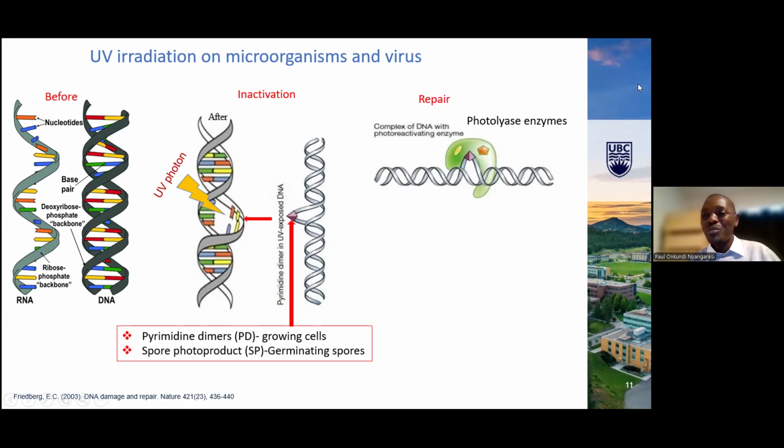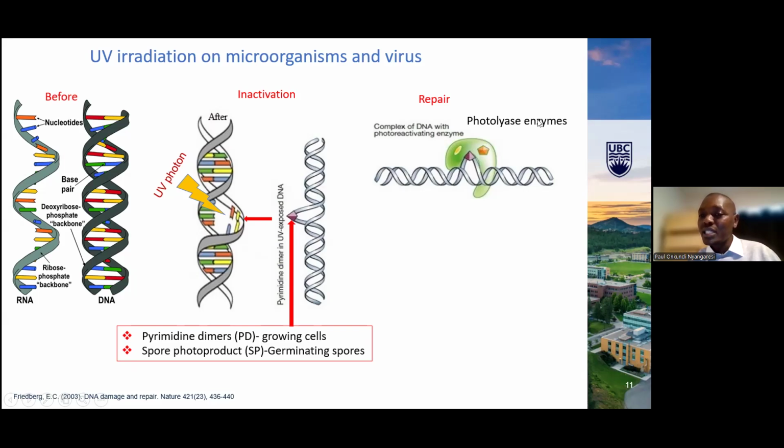You have some white blood cells which, when you are sick, can fight to kill all that. The same applies to microorganisms. They have enzymes. The moment they have been affected, the enzymes can come and circle this pyrimidine dimer around here so that they can repair it.